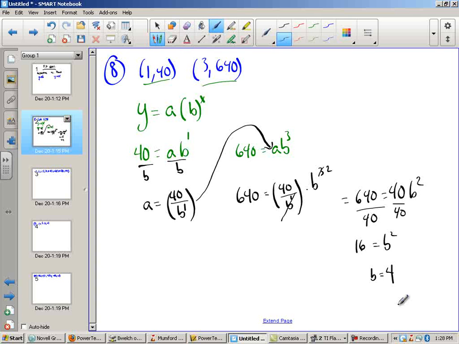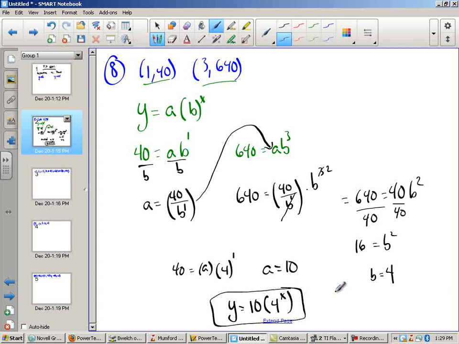Now the only thing we have left to do is figure out, well, what's a? We can go back in here and do that evaluation now. We know that y could be 40. That would equal a times 4 to the first. Well, that should tell me, if I divide by the 4, a equals 10. So then my equation is y equals 10 times 4 to the x. And there's my answer. I'm essentially finding the a and the b by using two different equations and using a substitution to combine them.